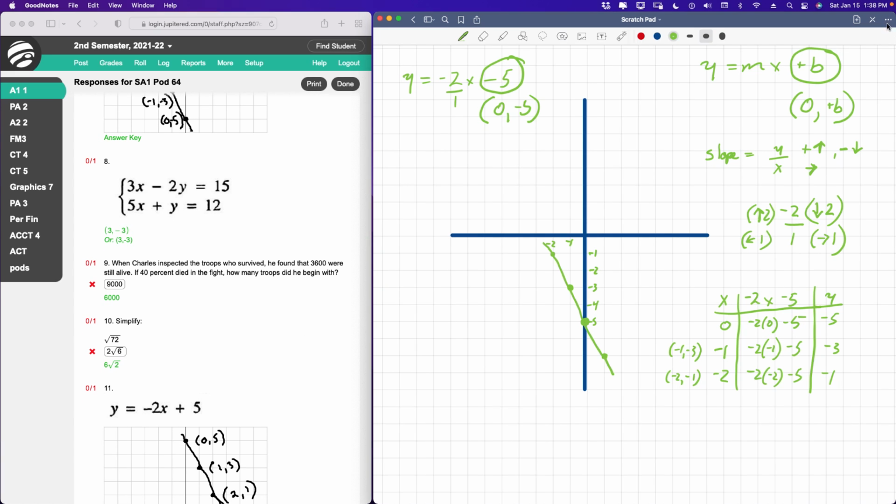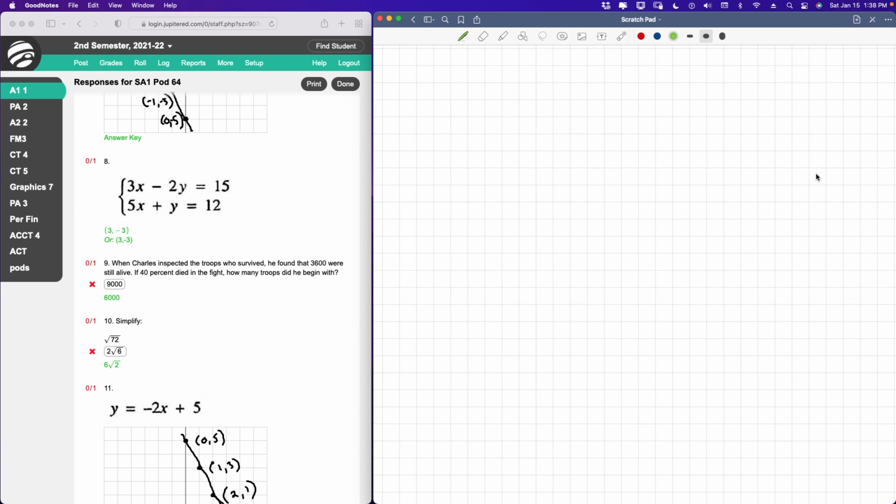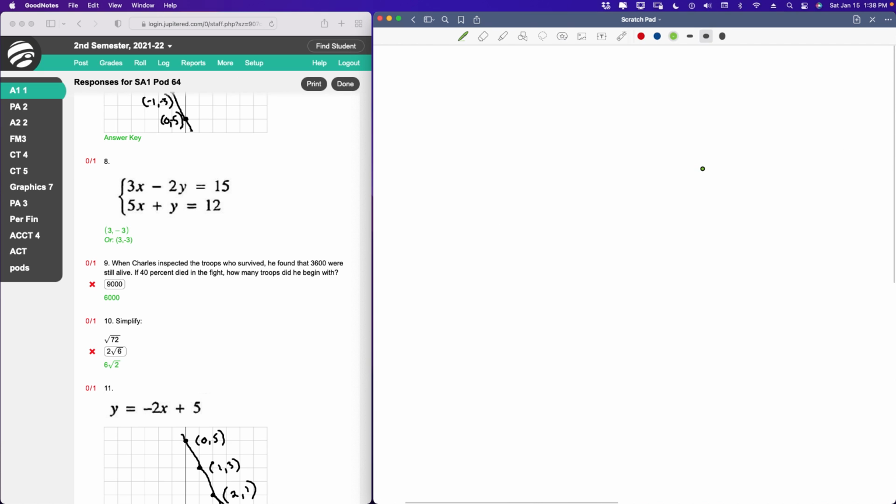All right, number 8. Let me clear this for you. Here we go. This gave you systems of equations you needed to solve for x and y: 3x minus 2y equals 15, and 5x plus y equals 12. Because you have a y by itself, substitution might be the easiest thing to do. So we're going to say minus 5x on both sides. So it says that y is equal to 12 minus 5x.